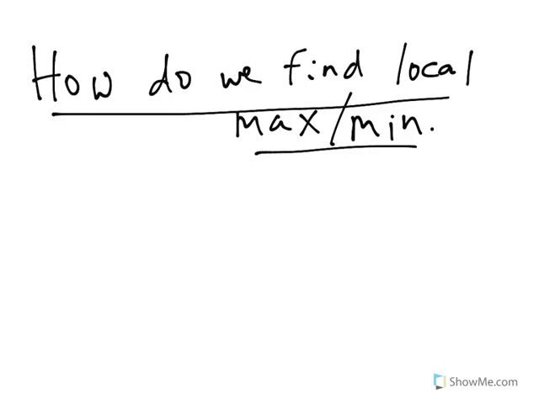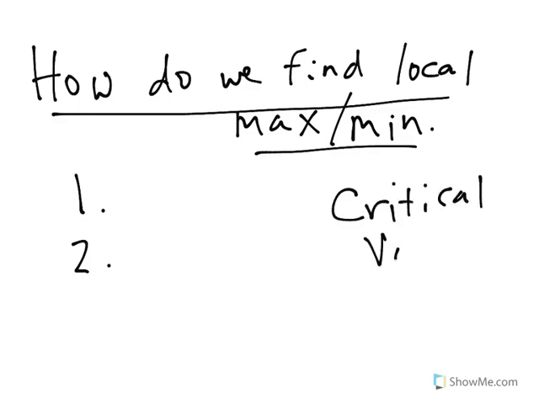Okay, and so how do you find local minimums? There's kind of two criteria that we're going to use. In fact, these criteria both fall into the category of something we call a critical value, or also known as a critical number.